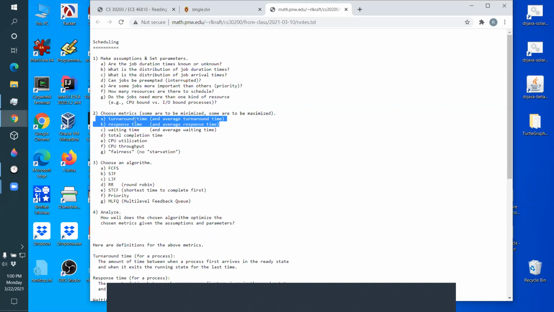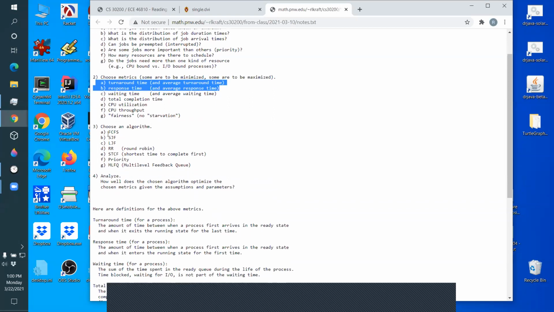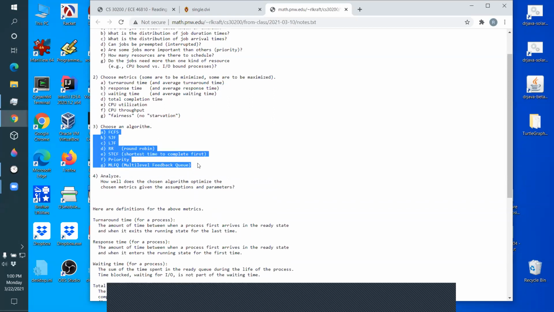The ones that really matter to us are just these first two: turnaround time and response time. Those are the two measures that are going to be used over and over again in chapters 7 and 8. And then we have a bunch of algorithms. We'll describe the algorithms as we go through, by doing examples. So let's do some examples.